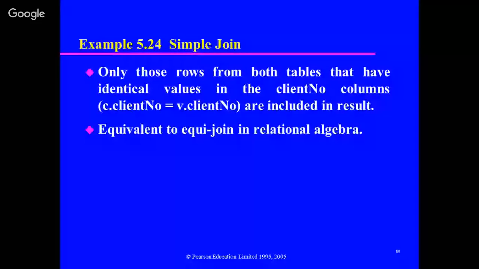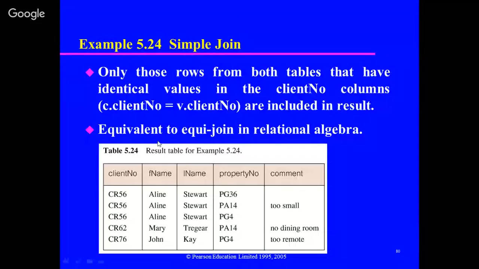Okay, so this is also called the equi-join. As you can see, here the client number is essentially my join clause. So client number 56 has given this particular feedback. Some comments are there, some comments are not there. The thing to note here is that the most important field, the comment, is coming from the viewing table, and the property number and the comment are coming from the viewing table, and the client number, F name and L name are coming from the client table.